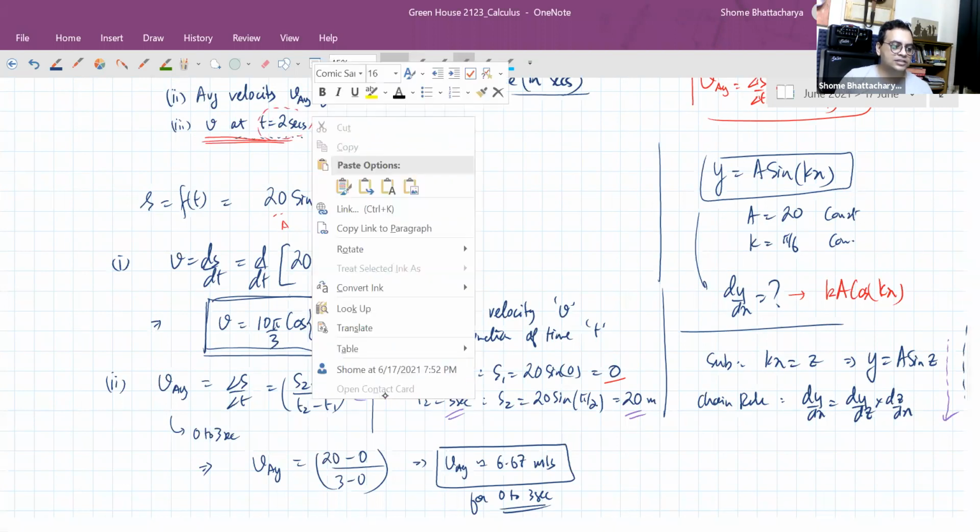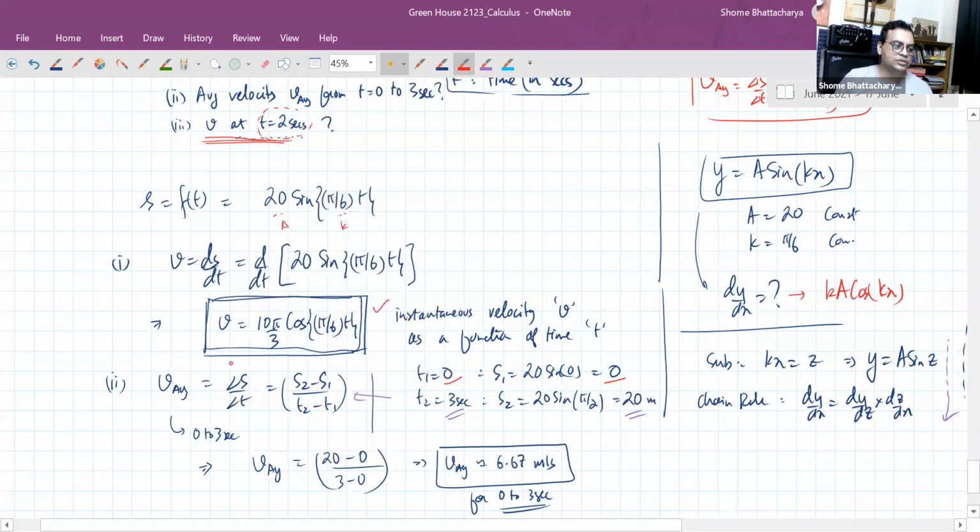So I got velocity as a function of time already from differentiation. Now I have to substitute the value of time as 2 seconds and just get the value of velocity. And of course the v that I'm getting will be in meters per second because I'm substituting time in seconds and S was in meters.